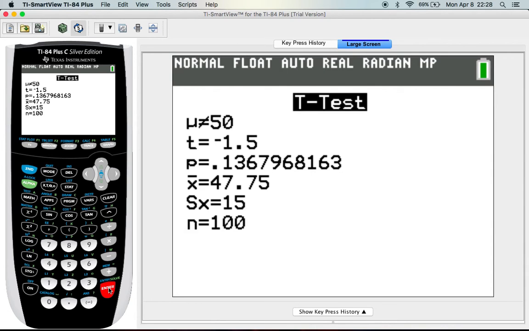And now we see negative 1.5 and 0.1368, which is 2 times what we got when we calculated this by hand. So I would take this p-value and compare it to my alpha, which was 0.1. Is this number less than 0.10? No. So I do not reject, which is the same conclusion we came to before. So that is how you do a t-test in your calculator.